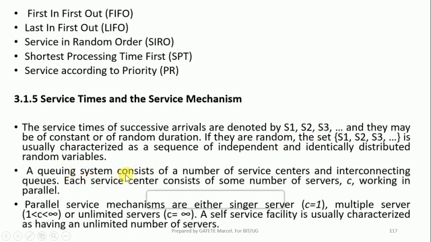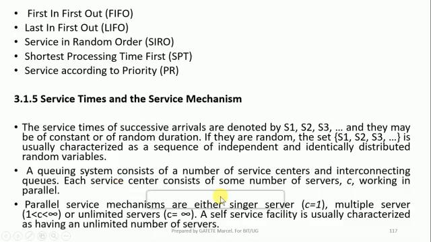A queuing system consists of a number of service centers, for example 3 or 5. The service centers are where the servers are sitting or located. For example, if your bank has 5 counters, the service centers are the 5 counters, and interconnecting queues. Each service center will have a queue in front of it.